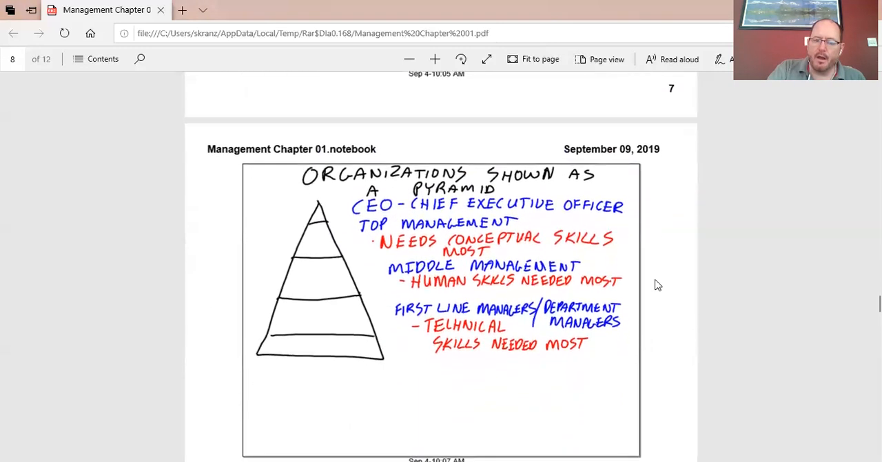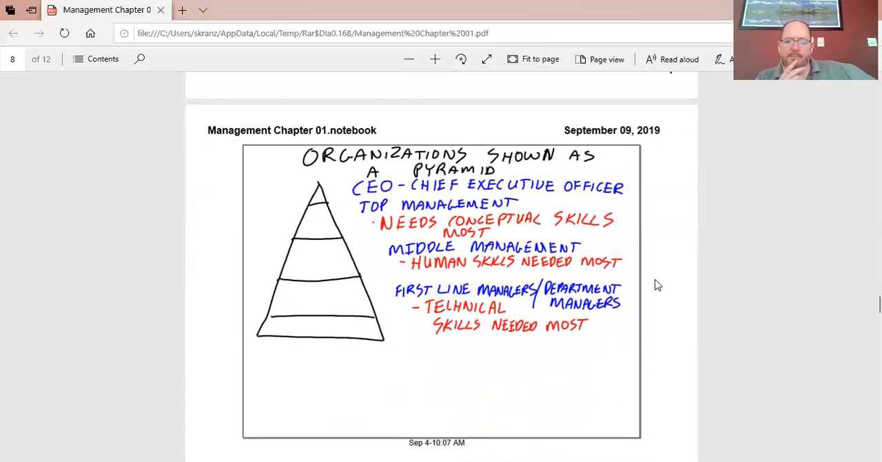Management as a pyramid. We show these things as a pyramid in class and in management books because it's the idea that at the bottom of the pyramid, there are a lot of people. And every level you go up, there are fewer and fewer people. Also, I discussed that the skills that are needed at the top are conceptual skills.